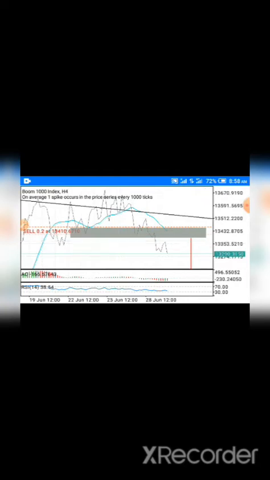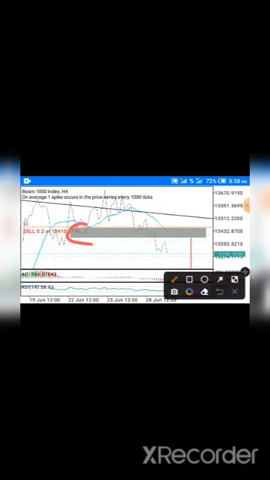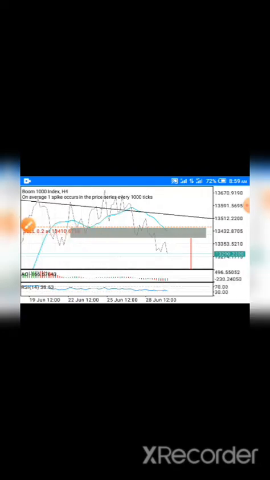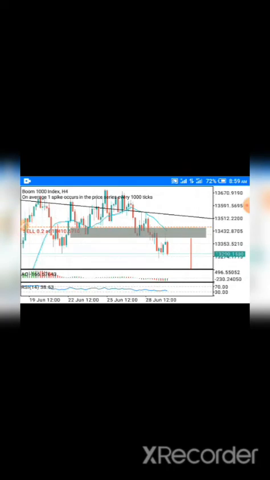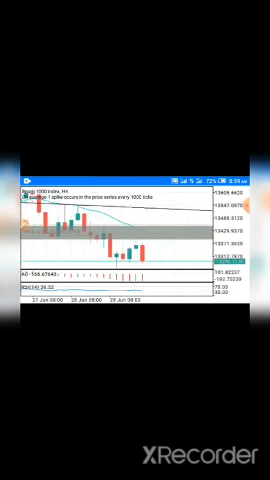We saw this support. So that support, you can see this. When we draw onto that side, we saw that support. It's very beautiful support. Also at that support, we took our entry.